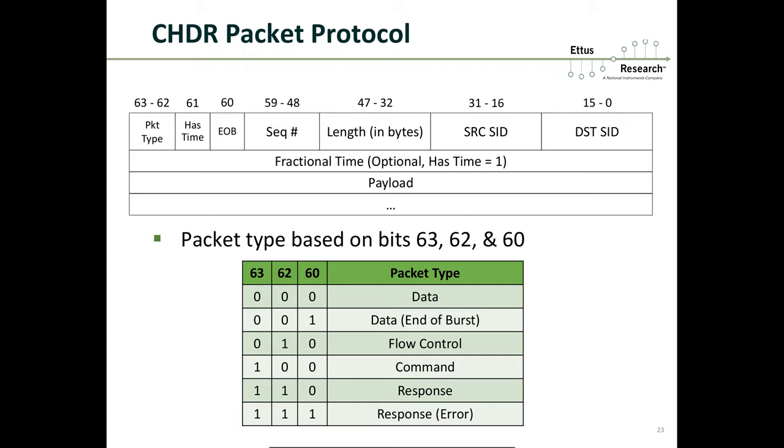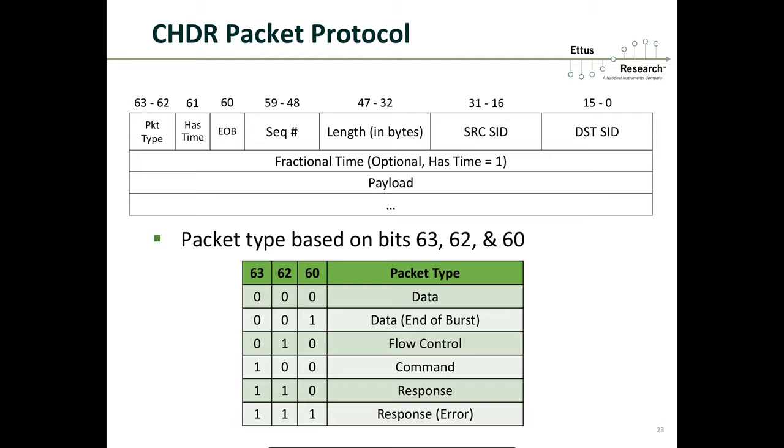Here is what the packet protocol looks like. The header may be 64 or 128 bits long. The first 64 bits of the header consists of a packet type, and the table here at the bottom explains the different packet types. You have command, response, data, flow control. The header also has at bit 61 a has-time flag. If that flag is set to 1, then the header will be, instead of 64 bits long, 128 bits long, because on the next 64-bit word it will have what is known as a fractional time or timestamp, or you'll also hear the term VITA time. They're all synonymous with each other. It's a 64-bit timestamp that's included in the header.